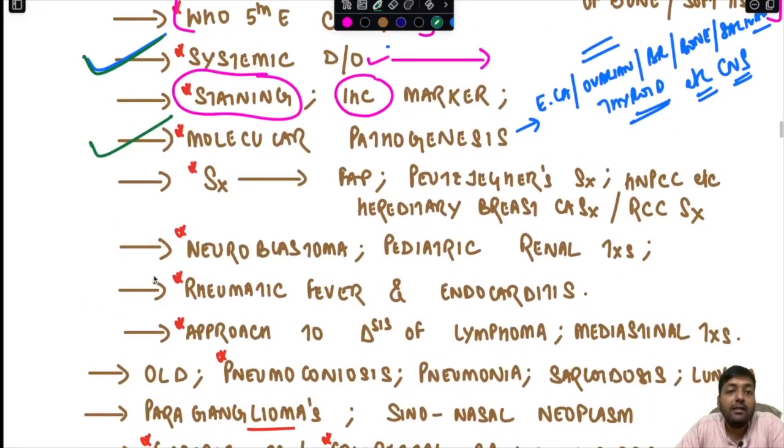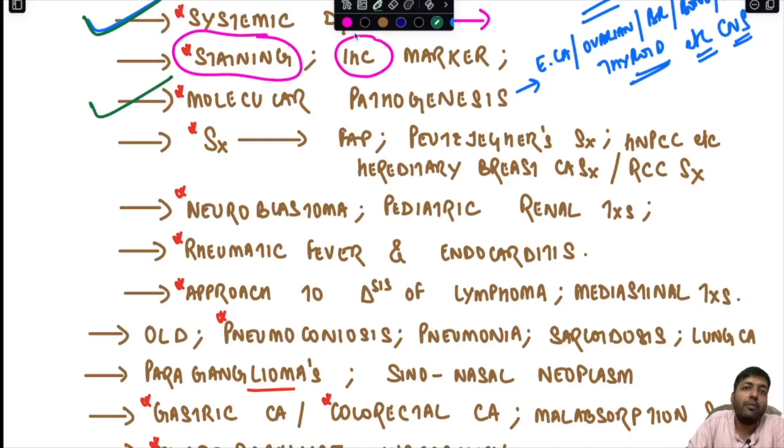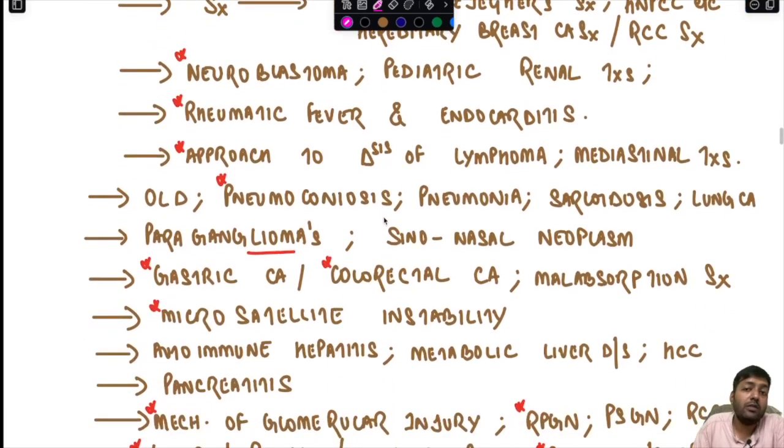Then a question can come from the syndromes like FAP syndrome, familial adenomatous polyposis, Peutz-Jeghers, HNPCC, hereditary breast carcinoma syndrome, RCC syndrome. Or a question from neuroblastoma, pediatric renal tumors, again very common, repetitive questions, rheumatic fever, endocarditis, approach to a diagnosis of lymphoma, or approach to mediastinal tumors. All these notes are present under downloadable resources.